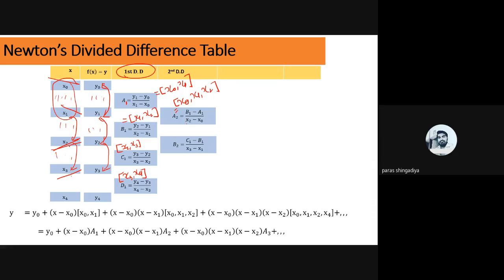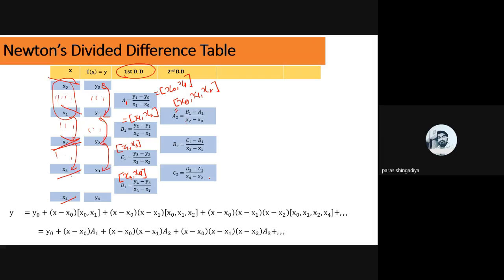Now the last one is called c2. It will be d1 minus c1, the difference of d1 and c1. Since c1 and d1 are covered in x2 to x4, the denominator will be x4 minus x2. Clear? So this is a2, b2, c2, and you can also say this is [x1, x2, x3].